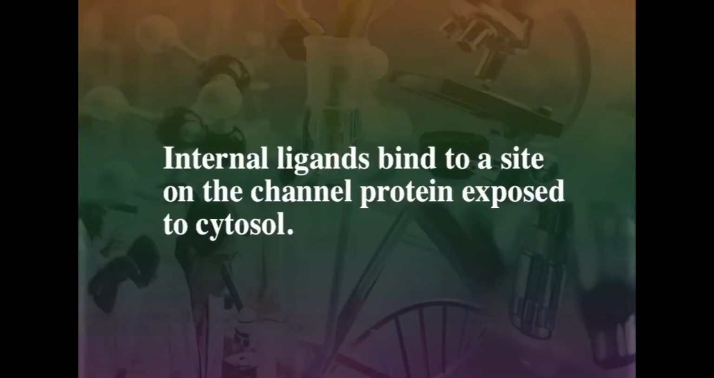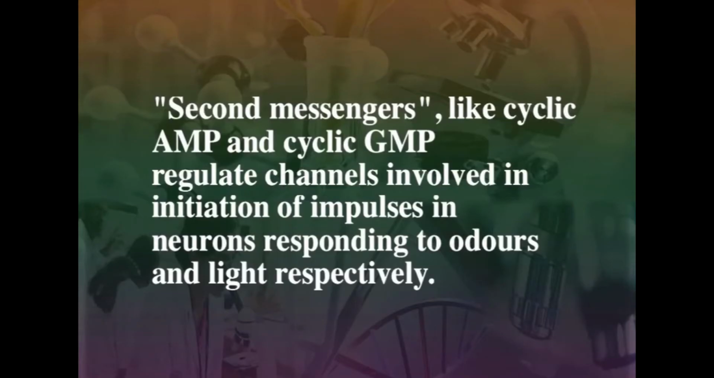Internal ligands bind to a site on the channel protein exposed to the cytosol. So, external ligands bind on the site exposed to the outside, internal ligands bind to a site on the channel protein exposed to the cytosol, the inside portion of the cell. Examples: second messengers like cyclic AMP and cyclic GMP regulate channels involved in the initiation of impulses in neurons responding to odor and light respectively.